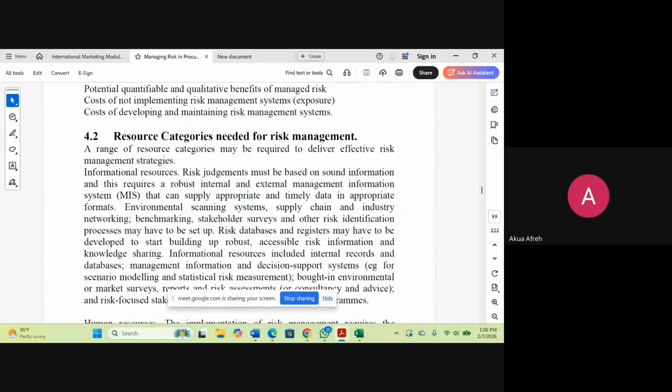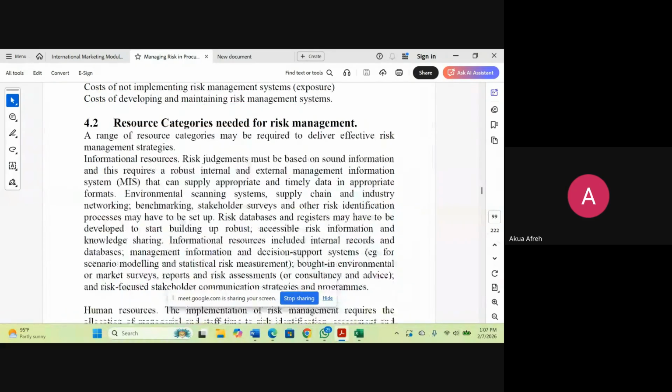So if we have access to information about our suppliers, how financially stable they are, we get to know about some trends in the market, the exchange rate and all that. We get to know about some regulatory changes as well. Are there any political developments? If we have information, we get to know about all these things, and this helps us to manage some of our risks. So information is very important.